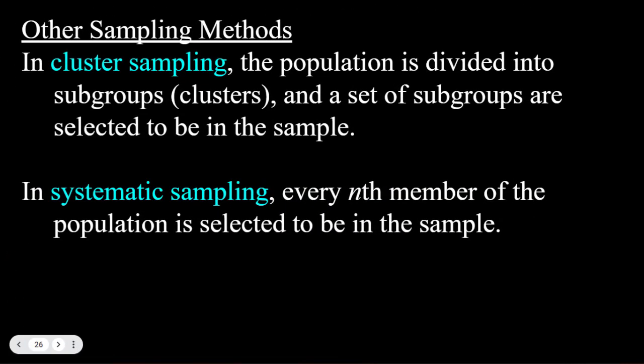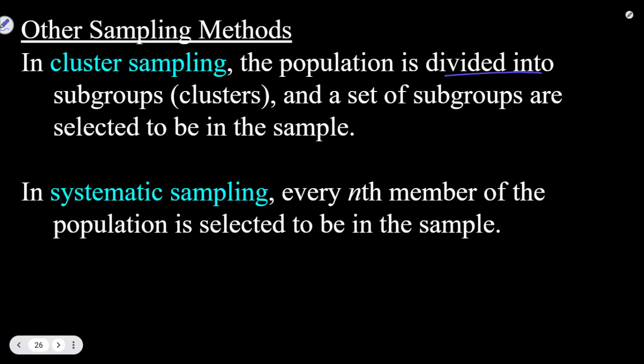The next type we're going to talk about is called cluster sampling. Once again, in cluster sampling, we still are going to divide our population into subgroups. This time they're called clusters. The difference between stratified and cluster is that a set of subgroups are selected to be in the sample. So you're not sampling from all the subgroups, you're picking just a group. Remember, a set means a group. You're picking a group of those smaller groups to sample.